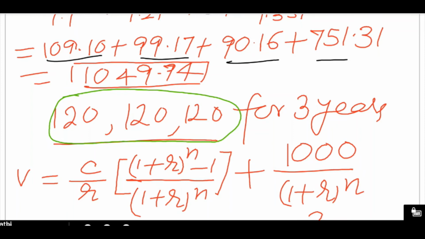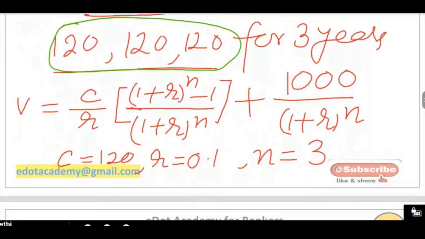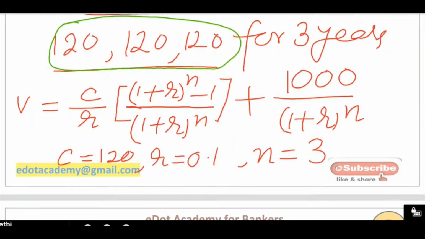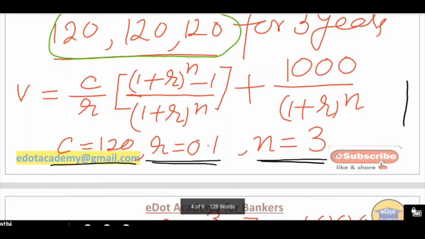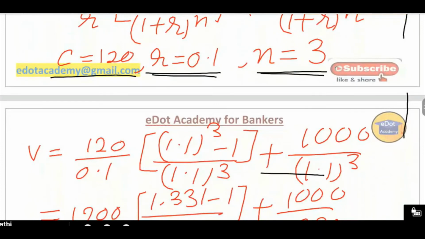Now what are the values here? C is equal to 120 rupees, because we are getting 12% of 1000 rupees, so every year we are getting 120 rupees. That becomes the C. What is the rate of interest? 10%, so 10% means 0.1. Number of years are 3, so n equal to 3. Now put the value here. C is 120, so I put 120 divided by 0.1, times 1.1 whole cube minus 1, divided by 1.1 to power cube, plus 1000 divided by 1.1 to power cube.